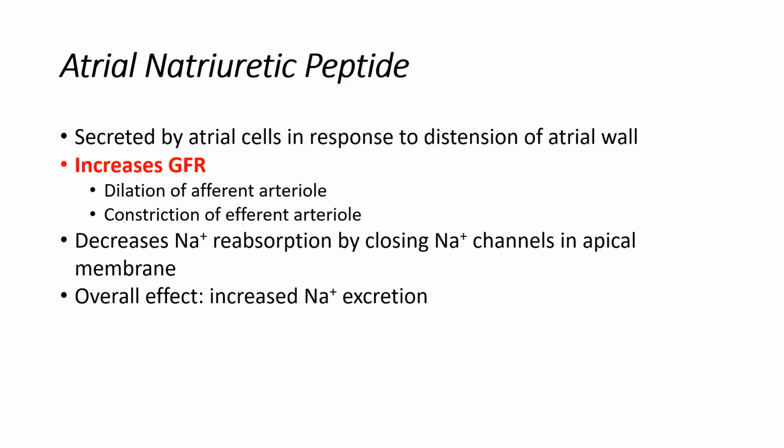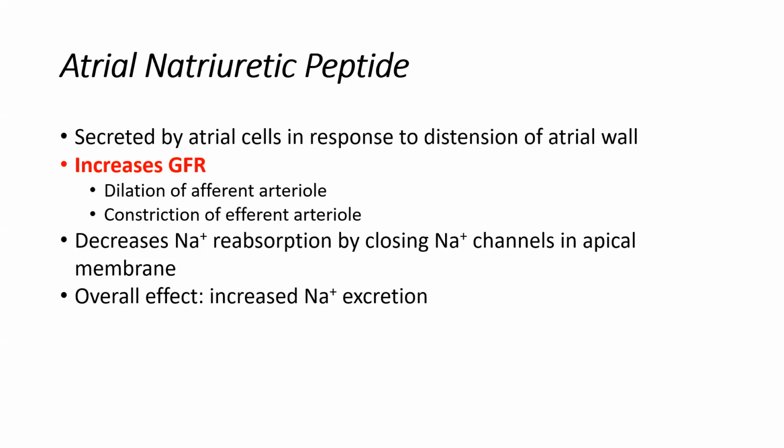The hormone that regulates sodium reabsorption is ANP. ANP is called atrial natriuretic peptide. This is secreted by the atrial wall cells, or the heart cells, in response to a distension in the atrial wall. So when we have an excess distension of the atrial wall, that is indicative of increased blood pressure. So right off the bat, I want you to think about angiotensin.